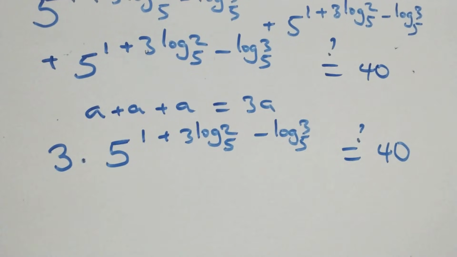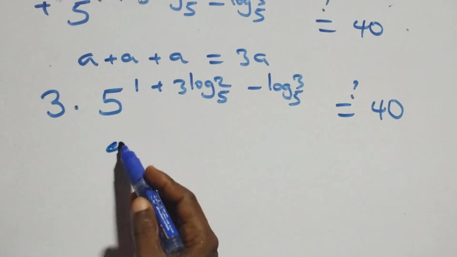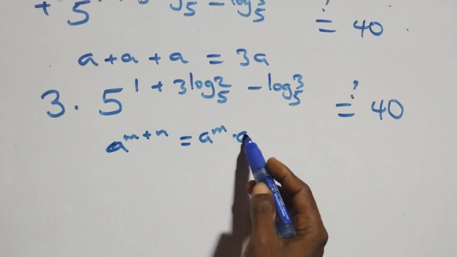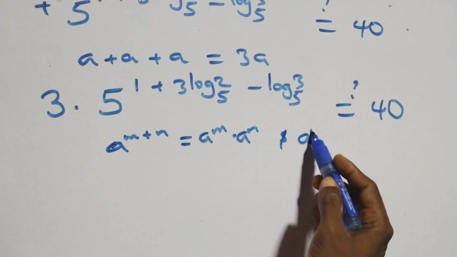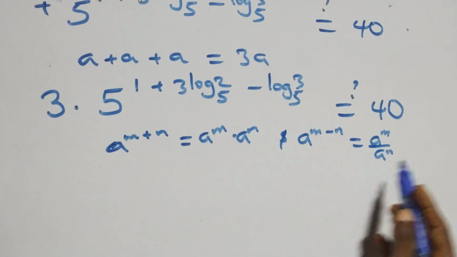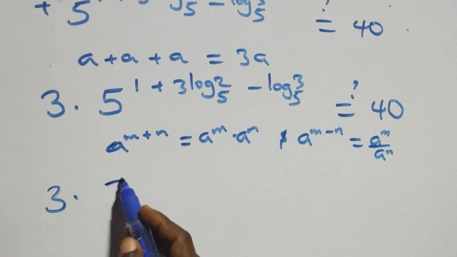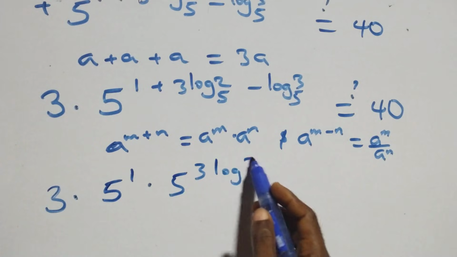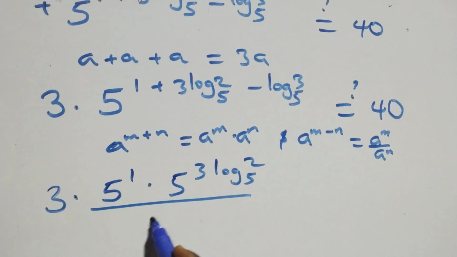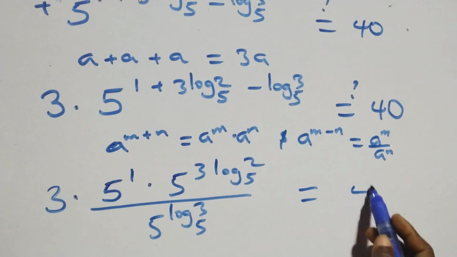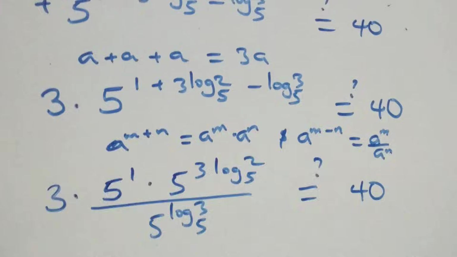Then we apply the law of exponents. That is, when we have a raised to power m plus n, it is the same thing as a raised to power m times a raised to power n, and also a raised to power m minus n is the same thing as a raised to power m over a raised to power n. At this point we have 3 times 5 raised to power 1 times 5 raised to power 3 log 2 base 5, all over 5 raised to power log 3 base 5, equals to 40 on this side.